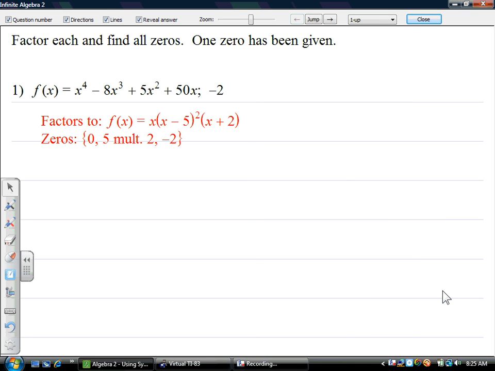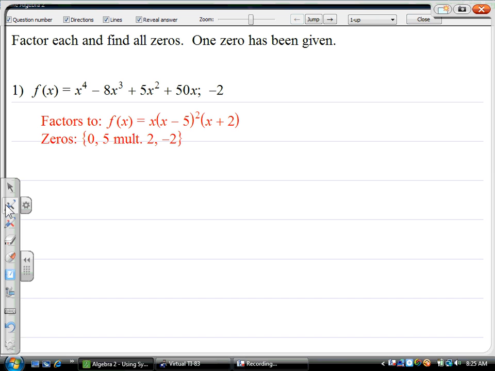The first thing I'm going to do is factor out an x. I notice that there's an x in every term of this polynomial, so we'll factor out an x. If we factor out an x, we are left with x to the third minus 8x squared plus 5x plus 50. Now, we also know that one of our roots is -2, so what we can do is use synthetic division to break this down a little bit.